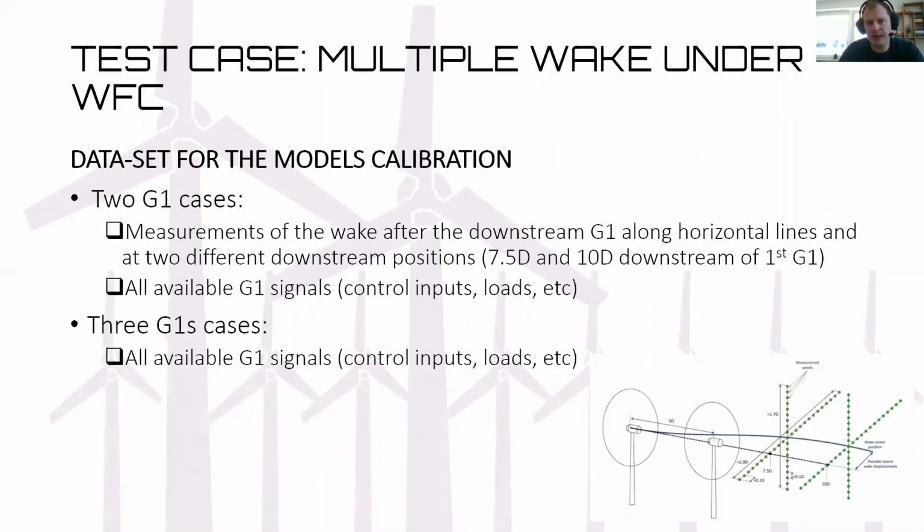And so for the calibration, similar for the 2 G1 cases, you have measurement of the wake after the downstream G1 along horizontal lines at 2 different downstream positions, and all G1 signals. And for the 3 G1 cases, instead, you just have all G1 signals.